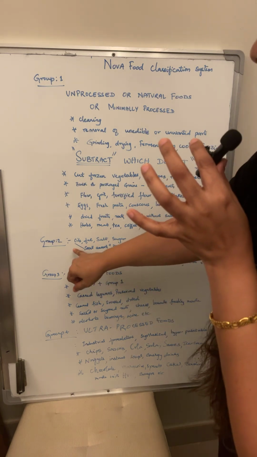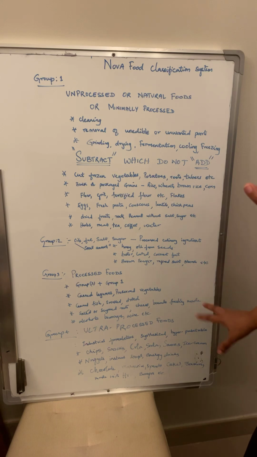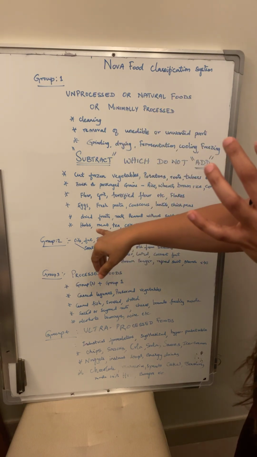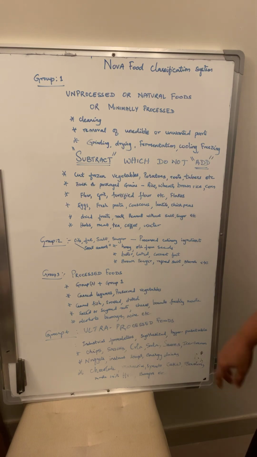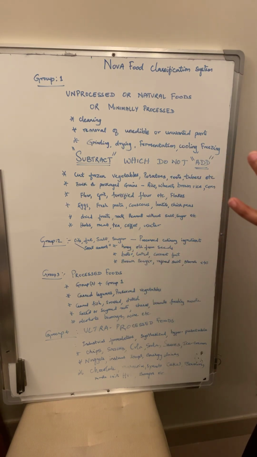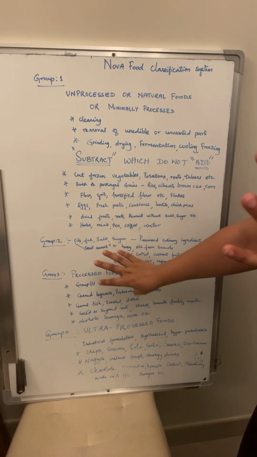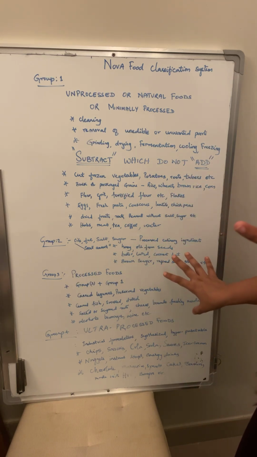Group 2 is where a small amount of oil, fat, salt, and sugar is added. For example, from group 1, which is unprocessed or minimally processed food, you have nuts. So you remove oil from seeds, you have butter from milk, you have brown sugar, the actual brown sugar which has molasses, etc. So that is group 2. Here, only small amounts of oil, fat, and sugar are added if necessary, or it is extracted from the natural part.